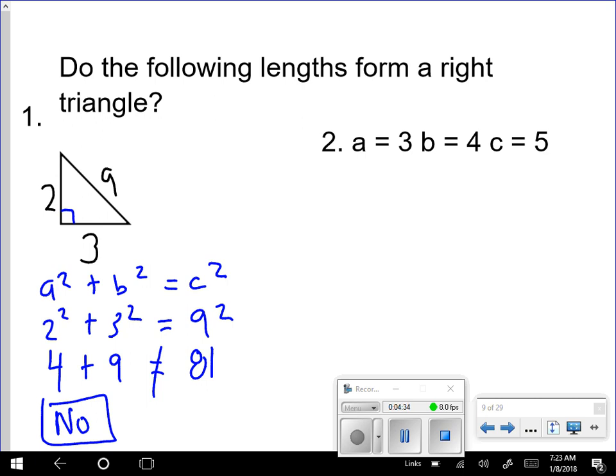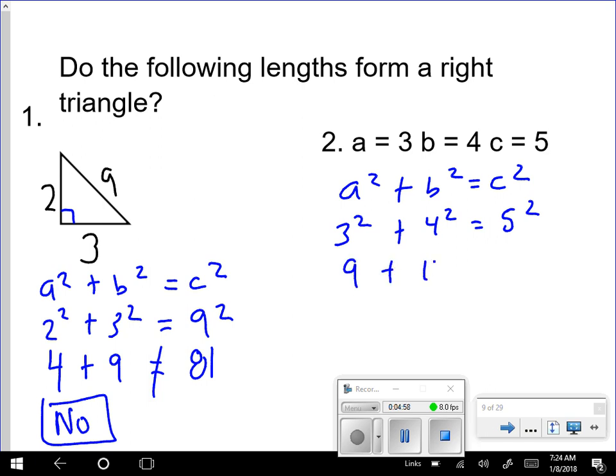Another way you may see this laid out for you is a equals 3, b equals 4, c equals 5. So that makes it really easy. We just plug it into a squared plus b squared equals c squared. So we would have 3 squared plus 4 squared equals 5 squared. 3 squared is 9, 3 times 3. 4 squared is 16, 4 times 4. 5 squared is 25. 9 plus 16 is in fact 25, so this would be a right triangle.